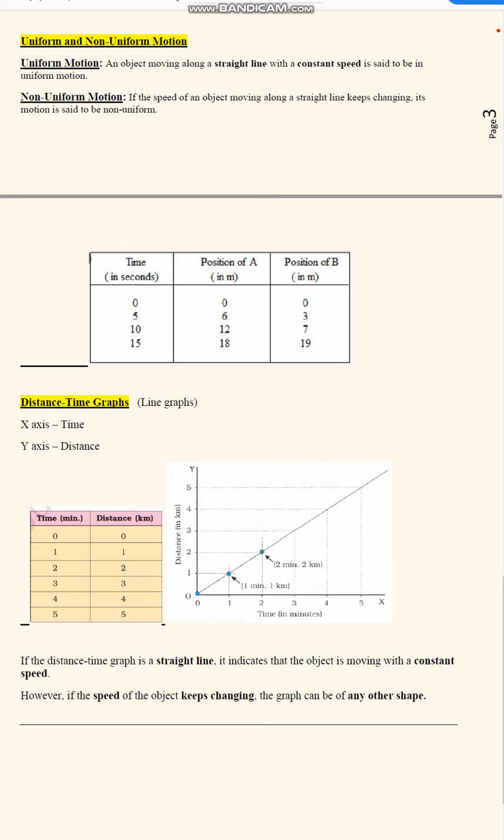Now let us plot the points one by one. The first point is 0, 0, that is this one. The second point is 1, 1, x is 1, y is 1, time is 1, distance is 1, that is this point. The third point is time is 2, distance is 2, that is this point, and so on. When we join all these, we get a straight line.